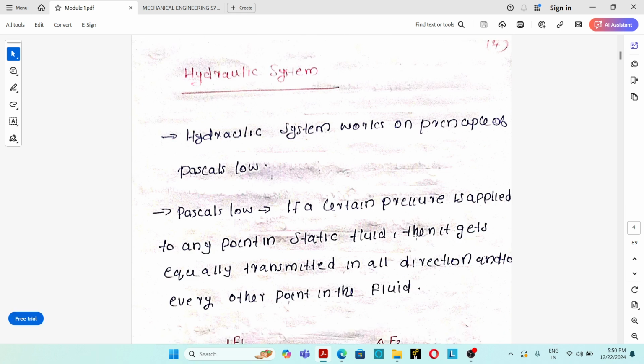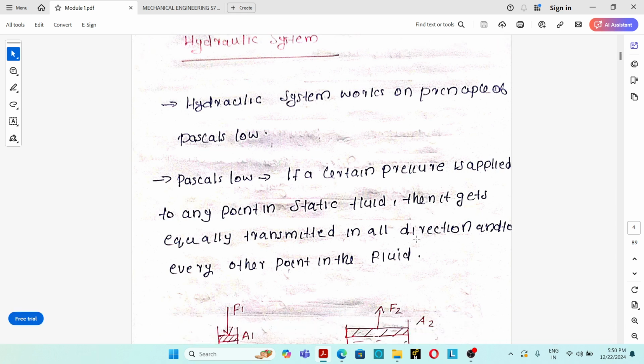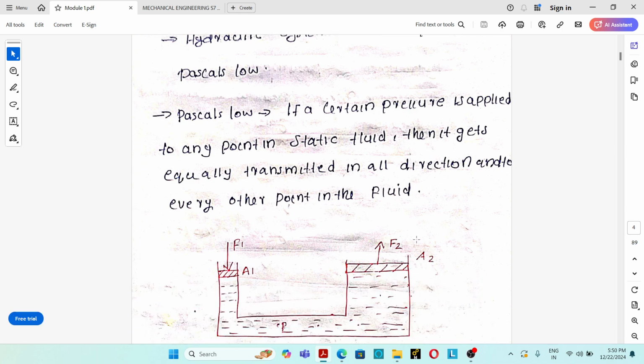So first, what is the basic principle of a hydraulic system? Pascal's law is the basic principle of a hydraulic system. What is Pascal's law? If a certain pressure is applied to any point in a static fluid, then it gets equally transmitted in all directions to every other point in the fluid. That's an important point.